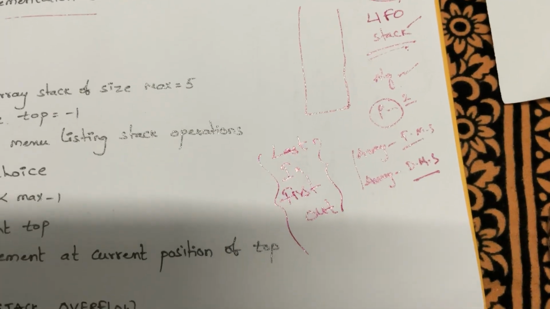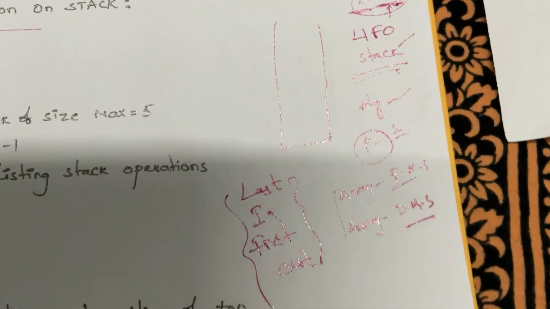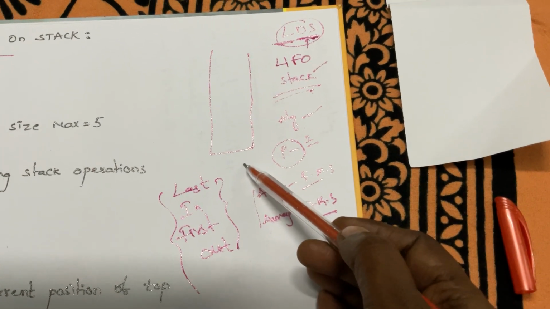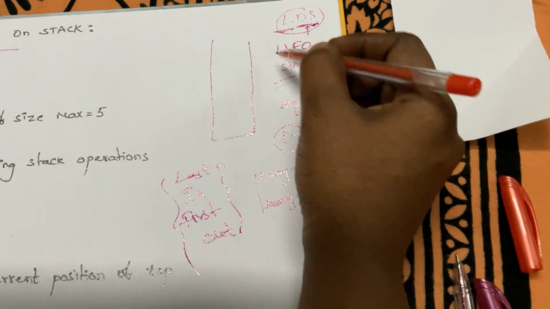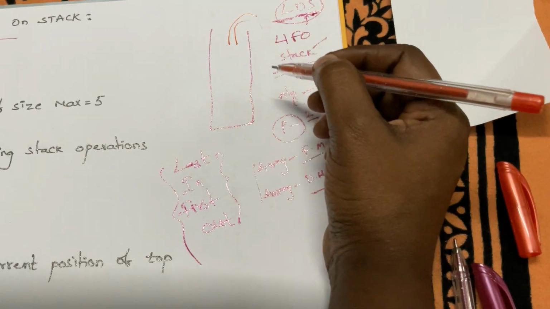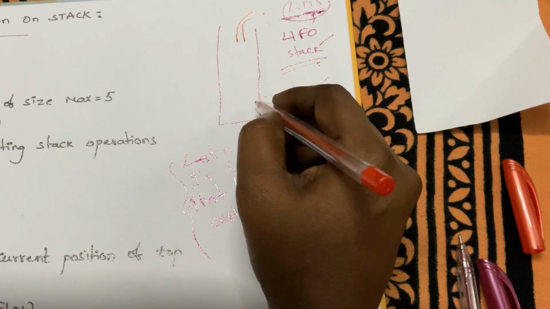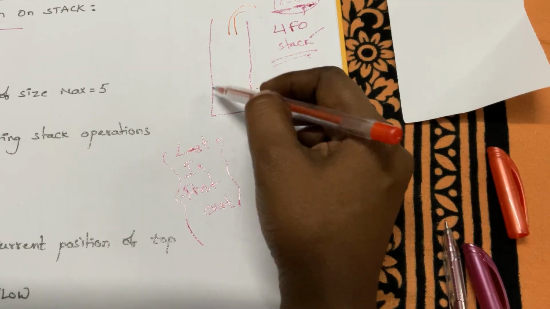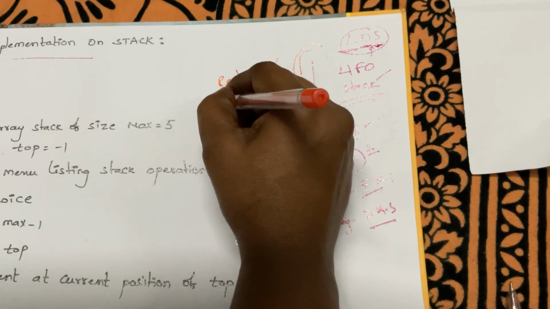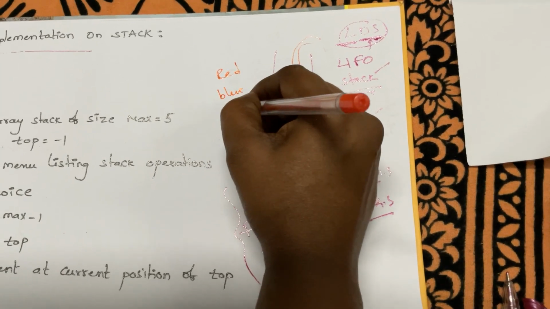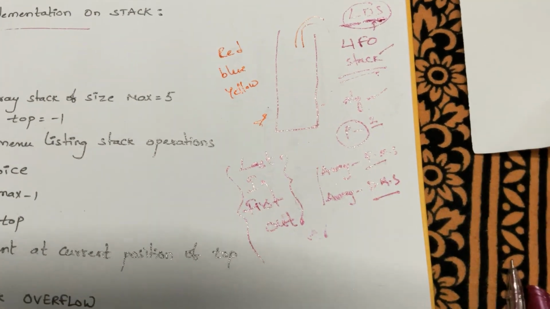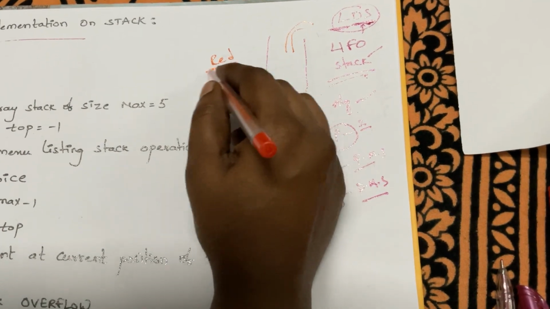Now let's understand this in detail. Look at this. It is something like a bucket which has only one end. This is the end where you can put items inside, and it is the same end from which you can take items out, correct? Let's say I want to put balls inside. I have a red ball, a blue ball, and a yellow ball. I want to place these three balls in this bucket. First of all, I am placing the red ball.